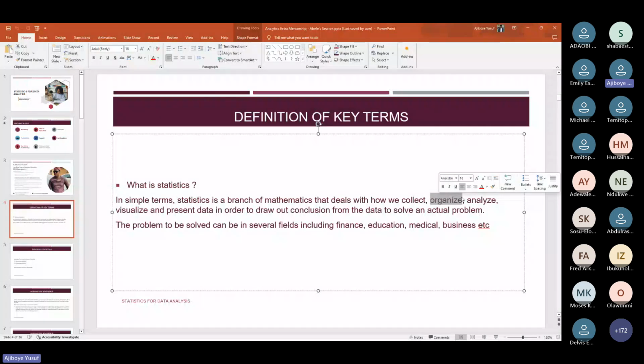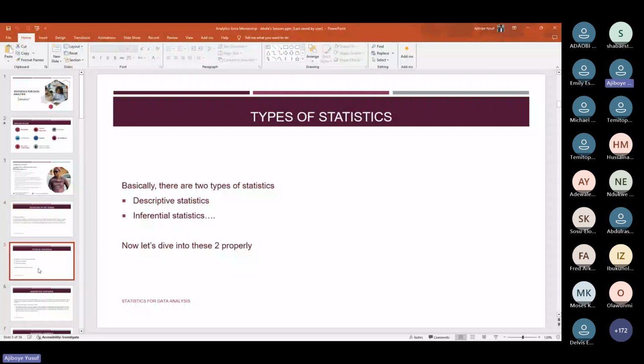Basically, we have two types of statistics, and this is where I think people mix it up when they say you don't need statistics for data analysis. See it here. We have two types of statistics: descriptive statistics and inferential statistics. As the name implies, descriptive statistics comes from the word describe, to summarize.